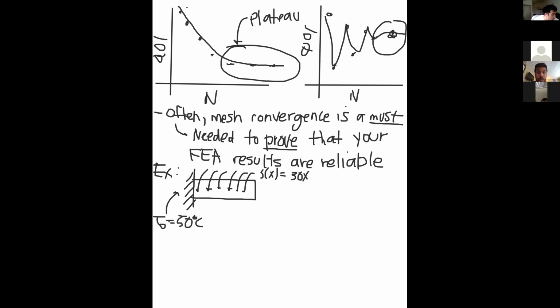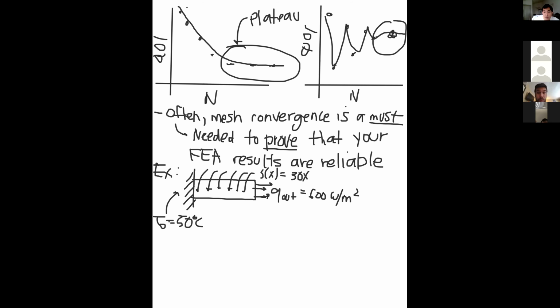Right? So our generation is going to be 30. Our generation function will be S of x equal to 30x. Okay? And then we have a natural boundary condition on the right-hand side. So this is going to be Q out is equal to 600 watts per meter squared.